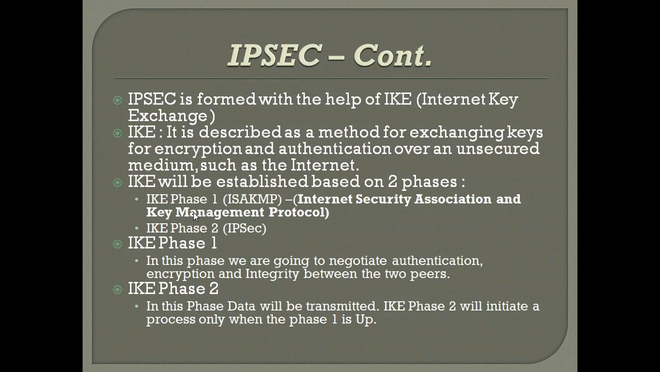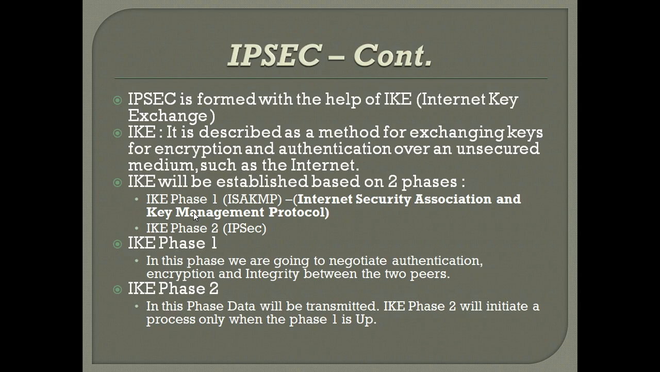IKE Phase 1 is also called ISAKMP, which is Internet Security Association and Key Management Protocol. In IKE Phase 1, a negotiation occurs between the two peers based on the keys. First, it will authenticate. The keys are exchanged between them. Based on the keys, it will authenticate whom you are speaking to, and certain hashing algorithms are processed to make sure we are speaking to the concerned person in a secured manner. That's what IKE Phase 1 deals with. While in IKE Phase 2, the data will be transmitted.